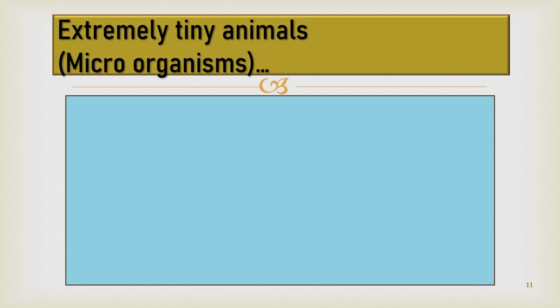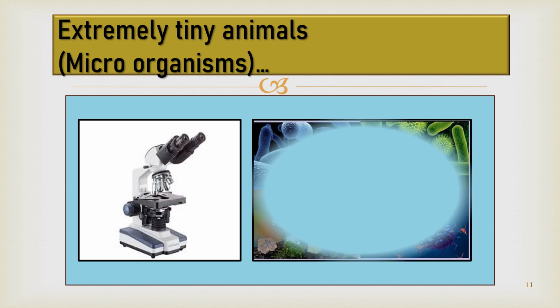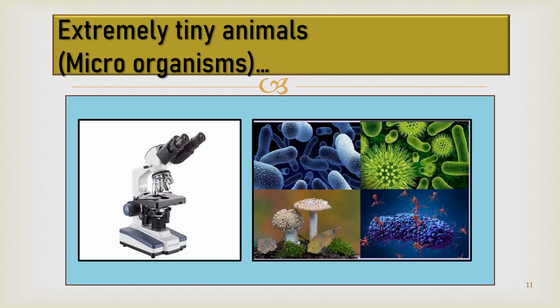Do you know? Some extremely small animals are also there. They are called microorganisms. We cannot see them with our naked eyes. We need a special machine to see those. It is called a microscope. After observing them under the microscope, probably they will look like this.